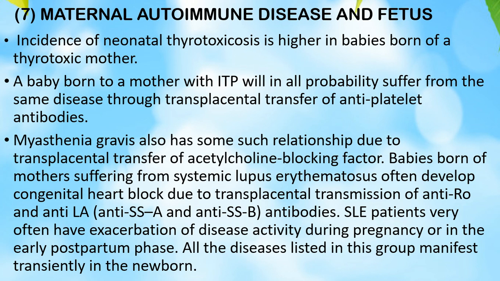All the diseases listed in this group manifest transiently in the newborn. So till now we have discussed thyrotoxicosis and myasthenia gravis. These diseases can be transmitted to the baby by transplacental transfer.